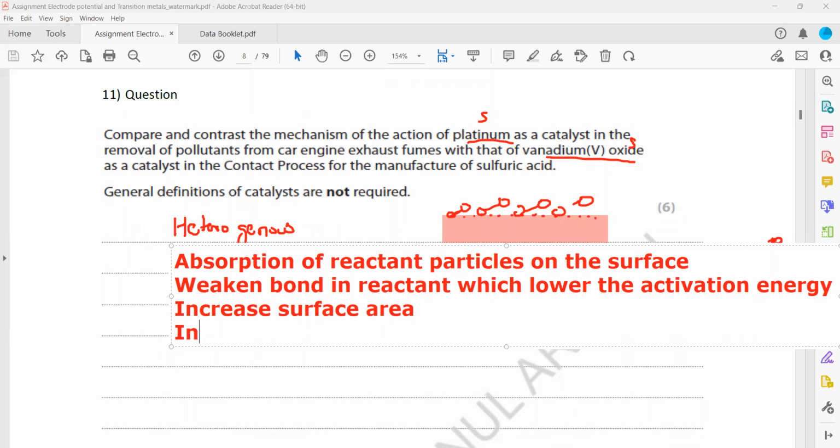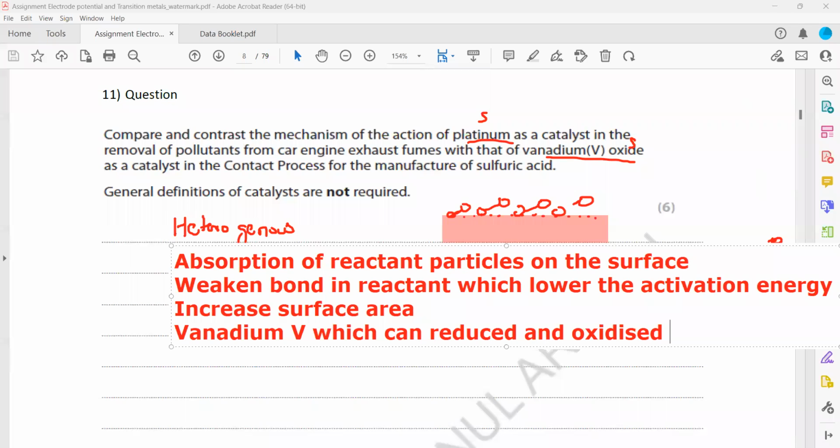In the case of vanadium oxide, what can happen? Vanadium pentoxide, so it's V plus 5. So it can be reduced and oxidized, because vanadium 5 can be reduced and oxidized in the contact process.